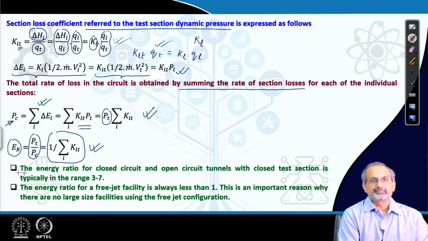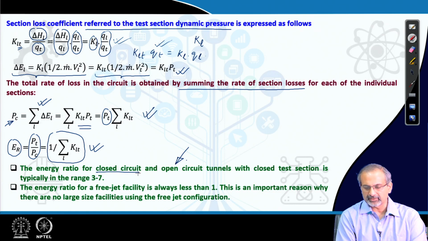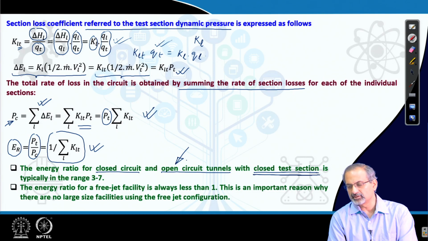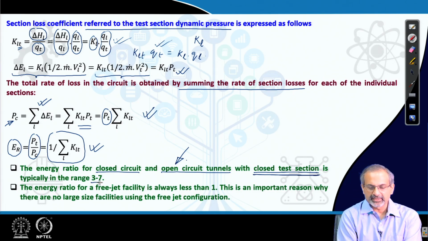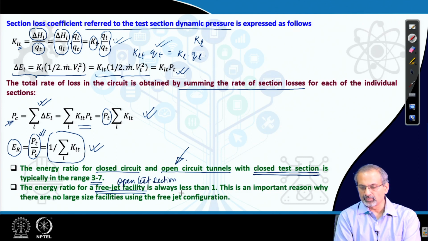Now, from this we can further take note of two very important points, that the energy ratio for closed circuit or open circuit tunnels, importantly both having closed test sections, they typically range between 3 to 7. That means, this ratio varies between 3 to 7, while the energy ratio for a free jet facility, that means it is an open test section, it is always less than 1. So, whereas this ratio is 3 to 7, this is less than 1.